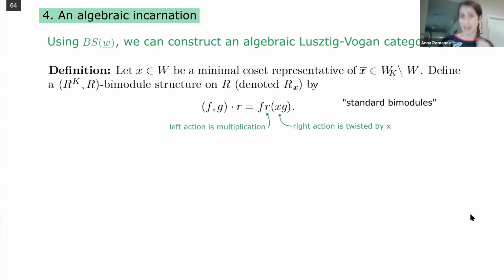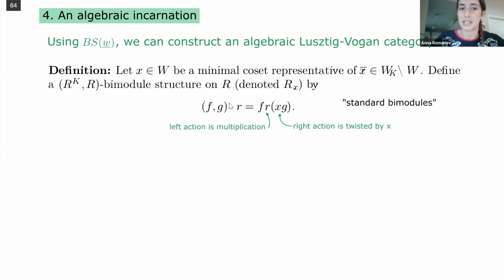And the way we do it is as follows. Starting with a minimal coset representative of the quotient of our Weyl group by its reflection subgroup, we can define a special R_K-R bimodule. So now we're thinking within the category of R_K-R bimodules instead of R-R bimodules. And we define this module as follows.